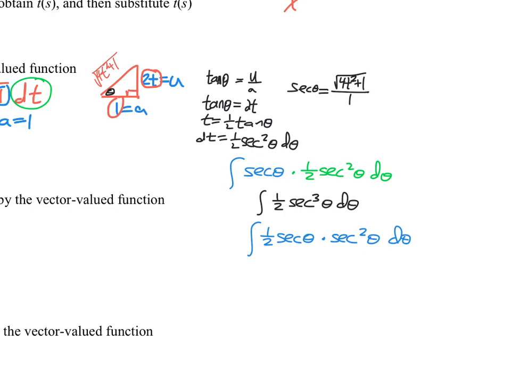Right, and so when we do that, we can actually make a substitution for secant squared theta. There's a relationship between secant squared theta and tangent squared theta. Anybody happen to remember what that is? 1 plus tan squared? 1 plus tan squared, exactamundo.